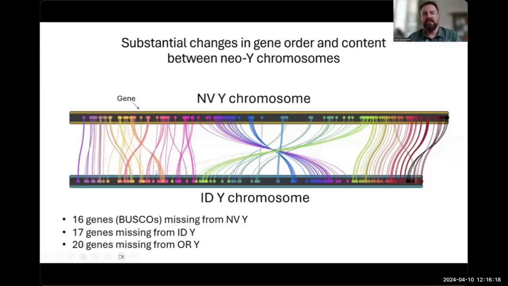We see that there's around 16 BUSCOs missing from the Nevada Y chromosome that we find on the other ones. We see there's 17 genes missing from the Idaho Y chromosome and around 20 genes that seem to be missing from the Oregon Y. So we have these unique sets of genes that seem to be missing from the different Y chromosomes from the different populations.